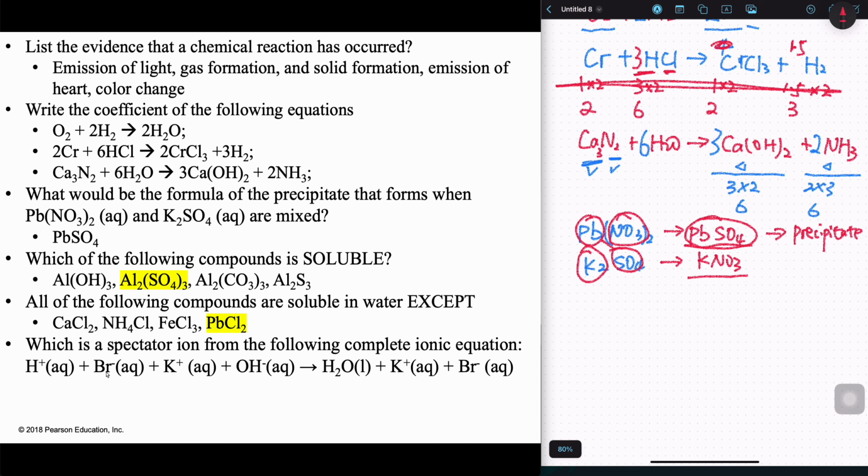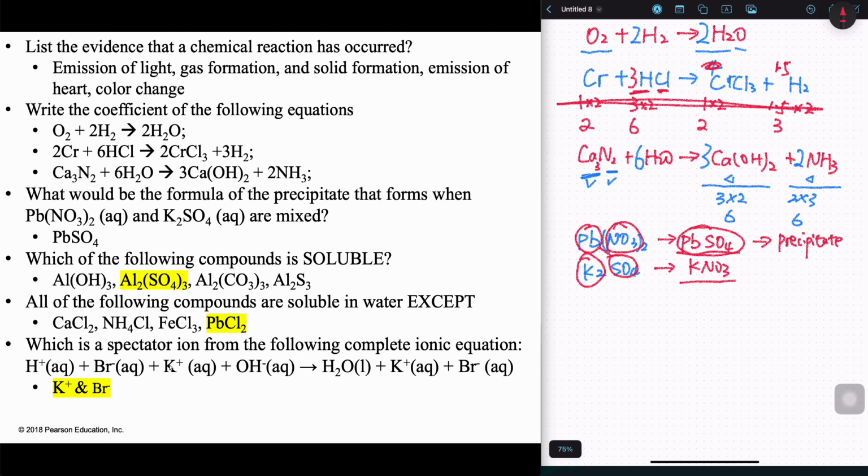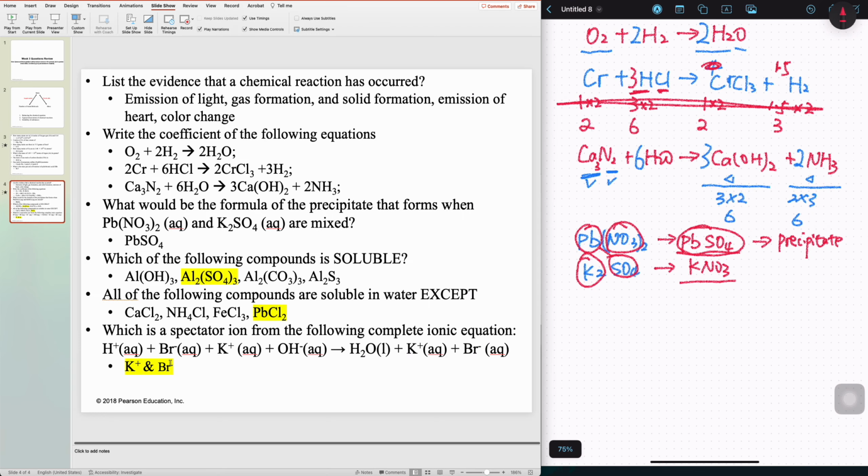Bromine, Br minus. Br minus is on the left side and on the right side, so Br minus is definitely a spectator ion. The next one is potassium, because potassium is on the left side and on the right side. So for this question, the correct answer should be the bromide and the potassium ion. Okay, so that is for this question review slide.